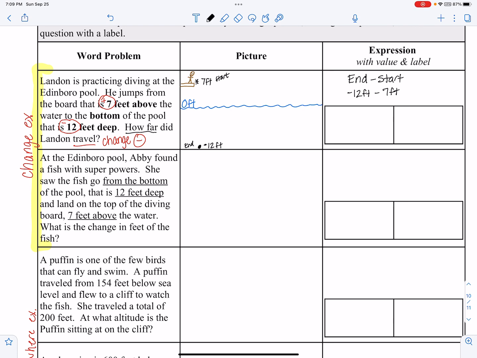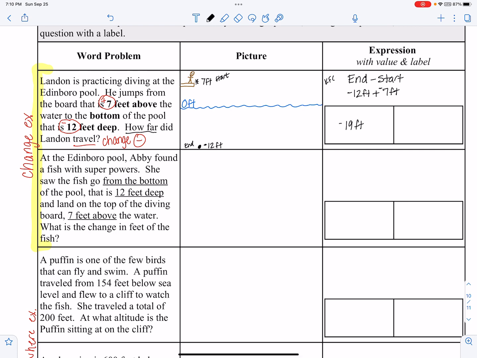So that's going to be our KFC. And so we keep the negative 12. We're going to flip the negative to positive, and then we're going to change the positive 7 to a negative 7. So we have negative 12 plus a negative 7, same signs, add and keep. So we're going to add those up. Negative 12 plus negative 7, join them together. I have a negative 19 feet.